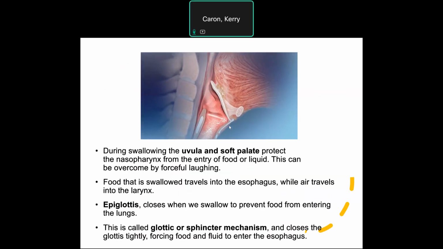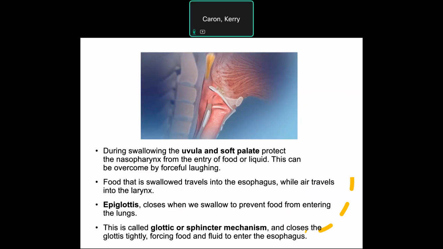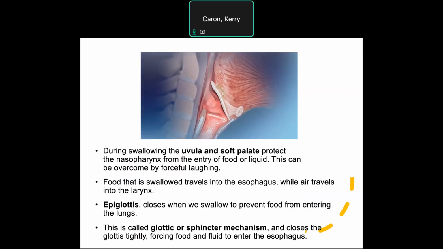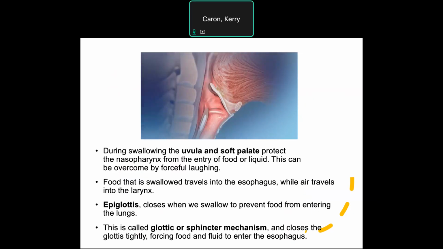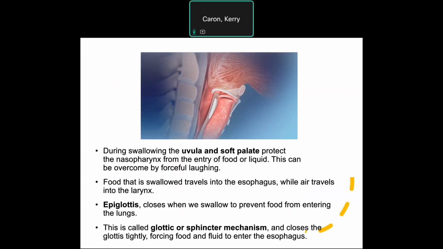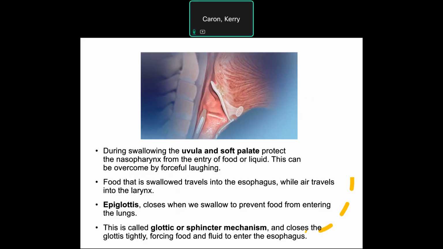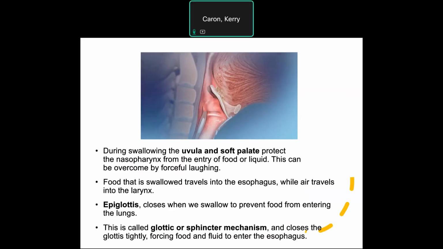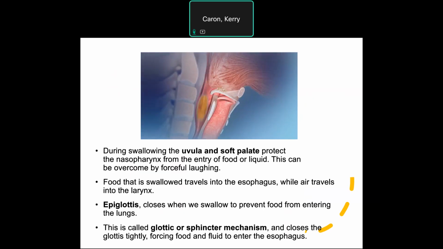And I love this animation because it shows how food goes down the esophagus in swallowing, and that epiglottis is closing off the trachea so we don't accidentally inhale food or liquid. So during swallowing, the uvula and the soft palate are going to protect the nasopharynx. We've all eaten something and snarfed it up into our sinuses, or into our nose, where milk is coming out of your nose or whatever because you're laughing and you're eating. But normally, your uvula and your soft palate are going to protect the nasopharynx from food entering there. But if you're forcefully laughing, you can overcome this.